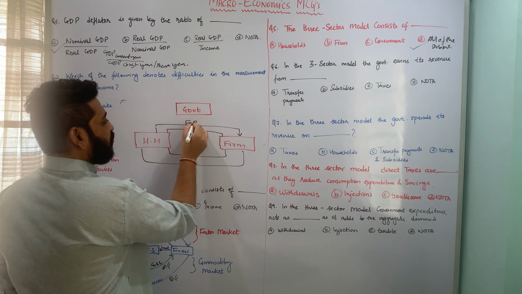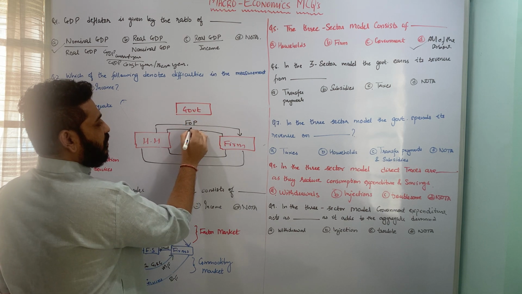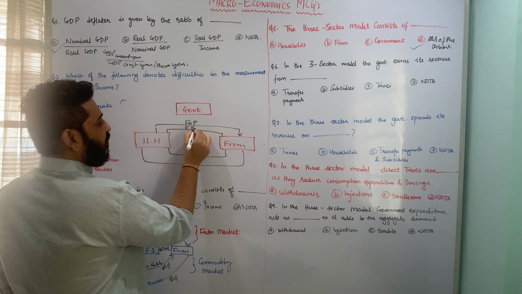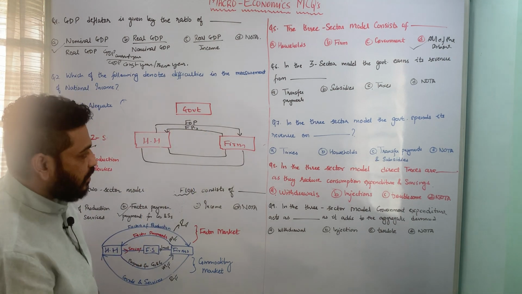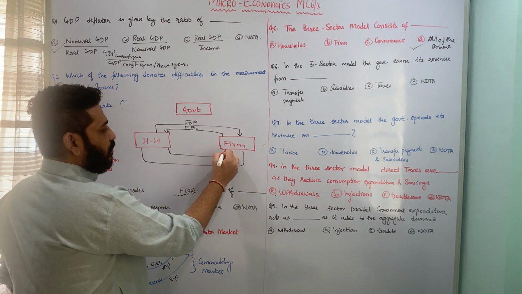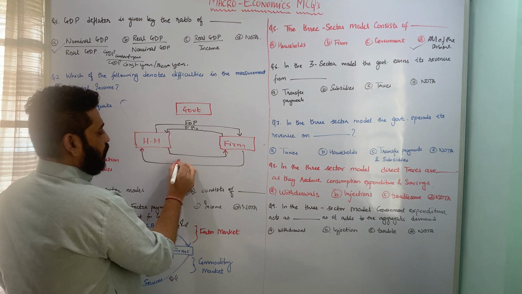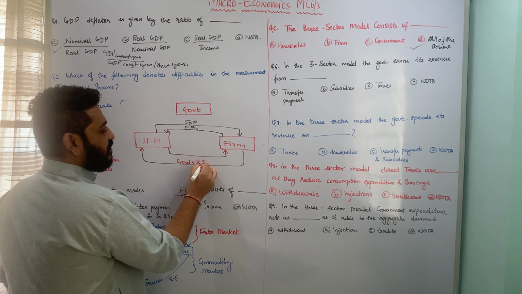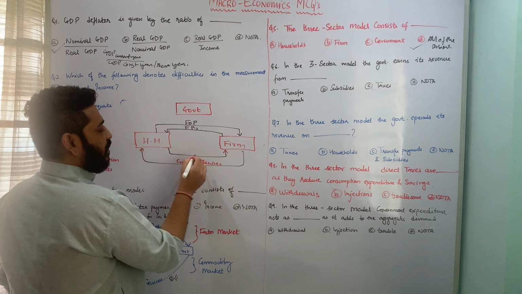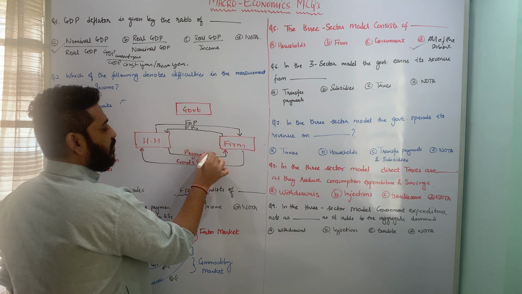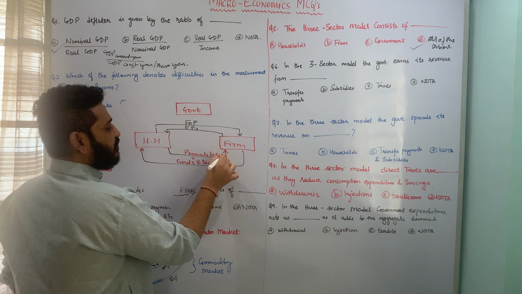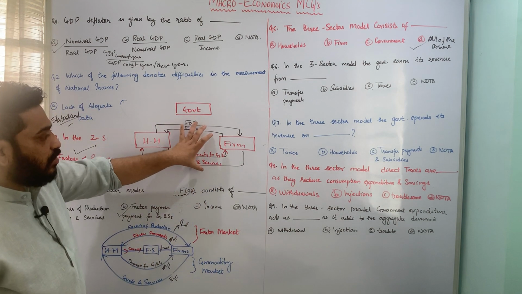Factors of production are going, and for the factors of production, factor payments are being sent to the household. Now in the lower part, goods and services are sent to the household, and the household is sending the payments for goods and services. So this is my regular two sector model.